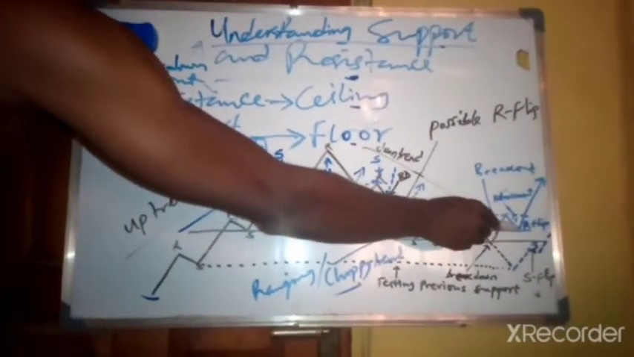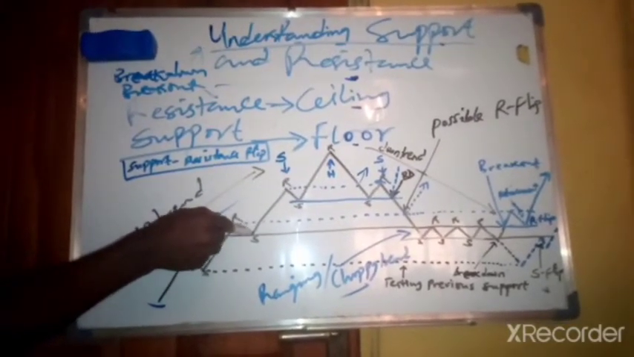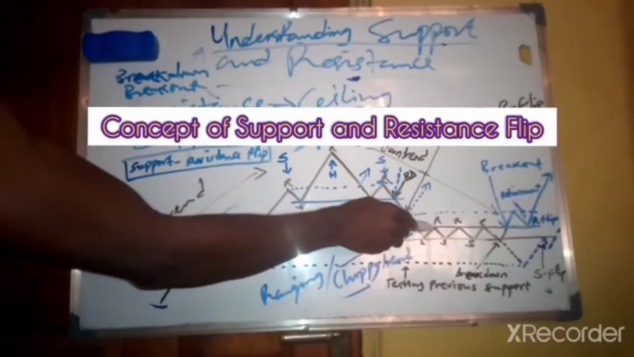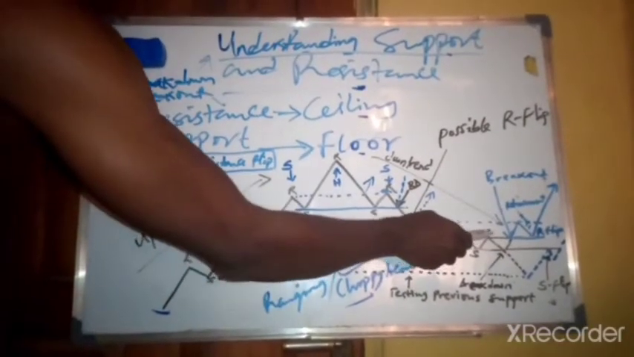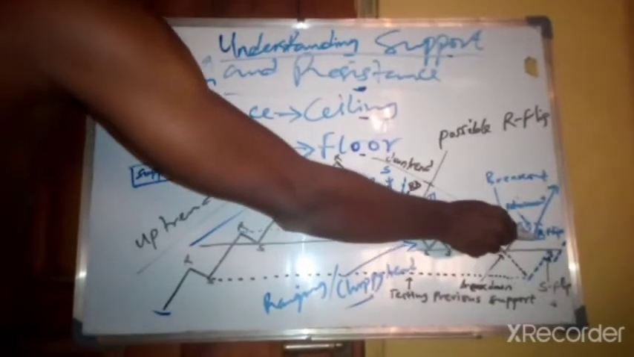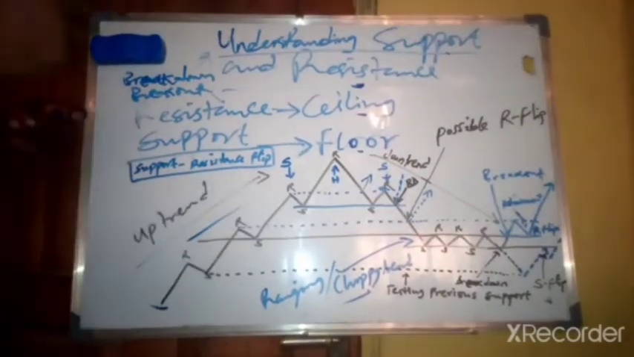If you understand something, now these were resistances before. Now the resistance is acting as a support at this point. This is a support. You get? This support acted as resistance here, and this resistance acted as support here. That is called the support resistance flip. Now that is why I indicated it here. This resistance acted as support at this point because there was a breakout above the resistance level.